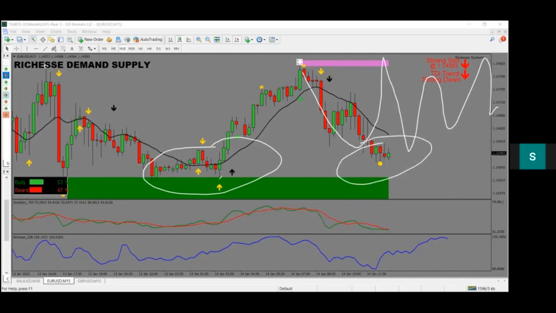We have to look for this signal here. When you are in the demand area, don't go for sell. Avoid these signals. In the demand area, you only look for buys, and in the supply area, you look for sells.